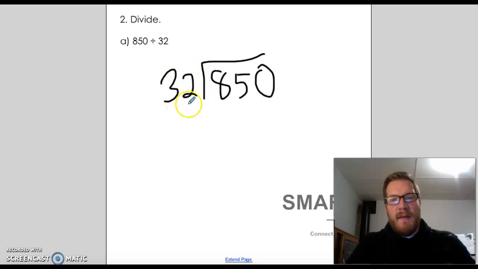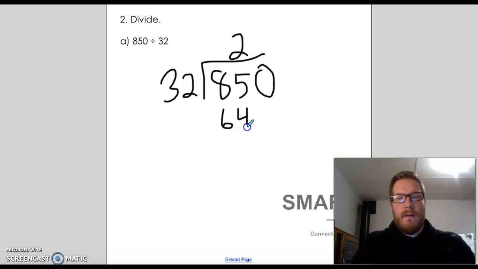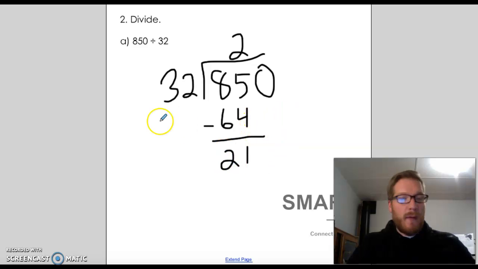Okay, and so I'm going to estimate 32 going into 85. I'm going to say it's going to fit in twice. And then I need to do that multiplication. That's going to give us 64. And then I can do my subtraction, and that's going to give me a difference of 21. So that estimate is just right. I don't need to go up or down. Okay.